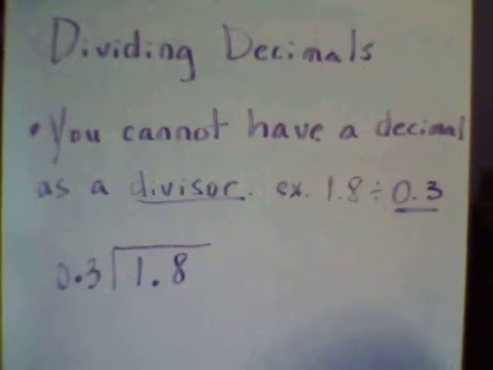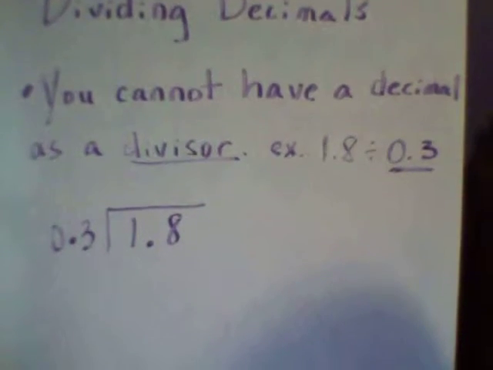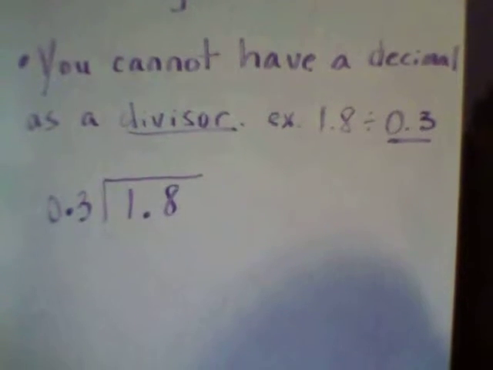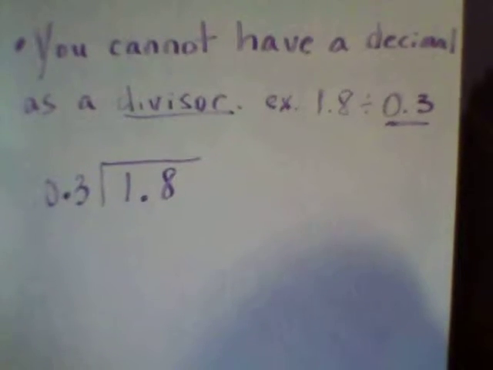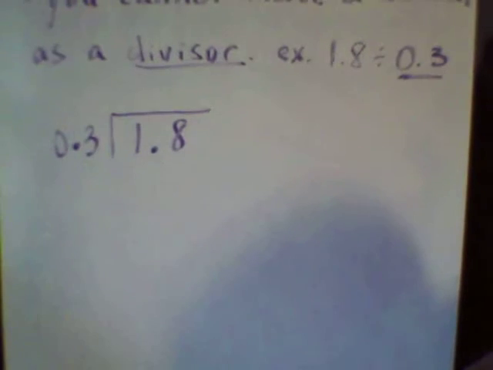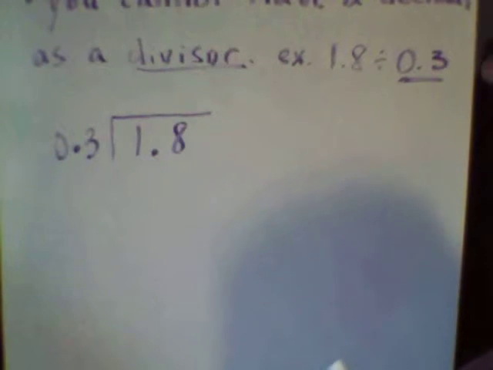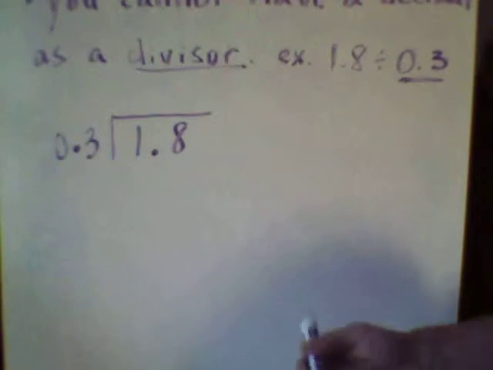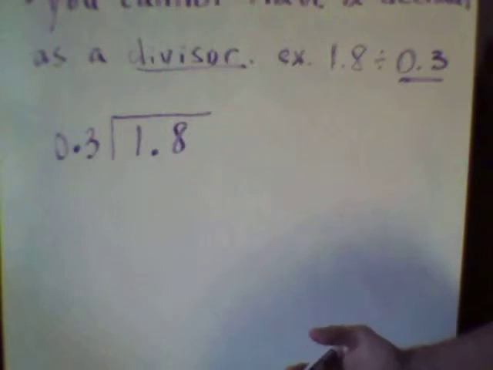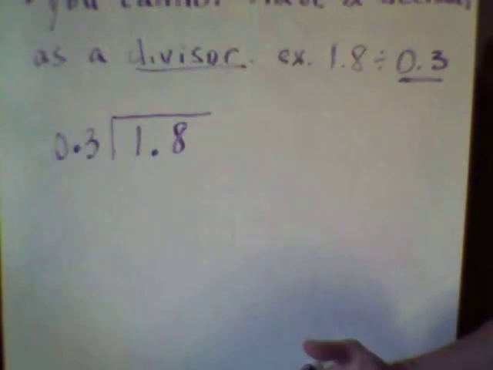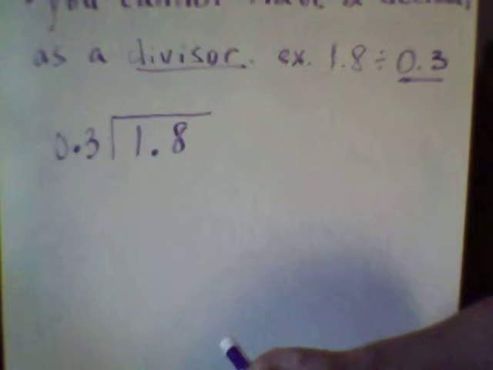And the way that you fix that, it seems really easy. We just move the decimal so many places to make it a whole number. But there's a reason behind why we do that, or how we get that far. What you're really doing is you're multiplying that number by 10, 100, 1,000, or so on. You're multiplying by a multiple of 10 in order to move that place value over.